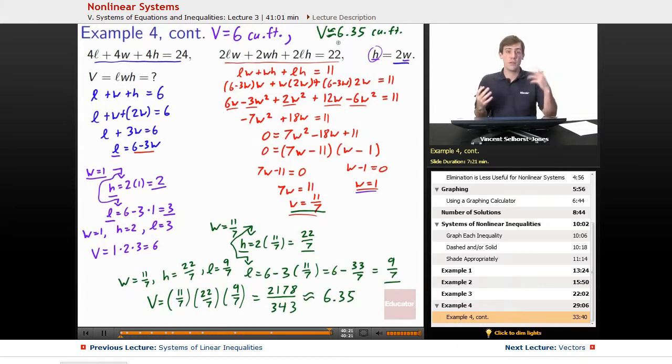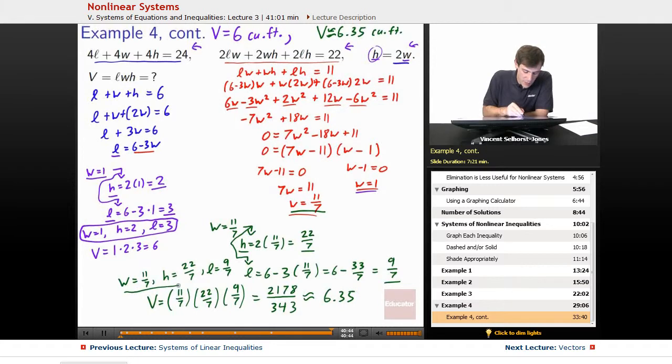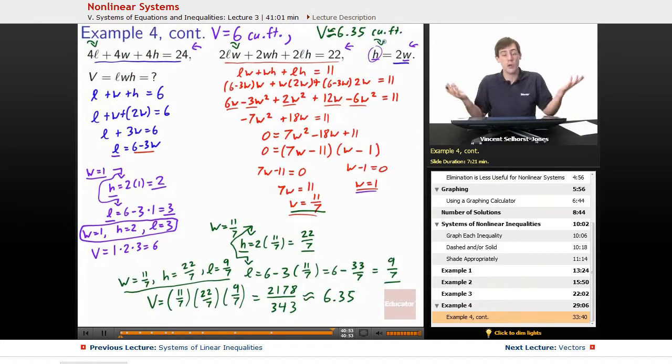And if you wanted to check this, if you wanted to make sure that everything was great, a good thing to do would be to see, hey, I've got width equals 1, height equals 2, length equals 3, and then just try plugging that into each of these 3 equations that we started with and making sure, yeah, that checks out, yeah, that checks out, yeah, that checks out. Same thing over here for width equals 11 over 7, height equals 22 over 7, length equals 9 over 7. You can just plug that into each of these 3 equations and make sure that it checks out in each one, because if it checks out in each one, you know that is a workable answer.